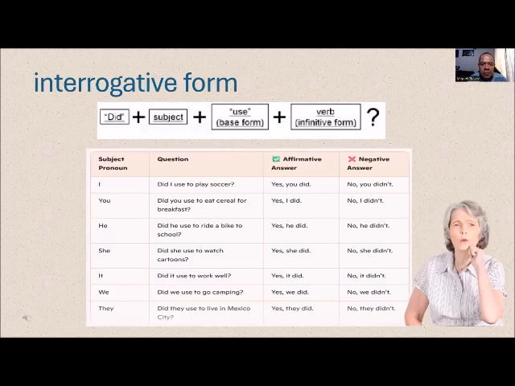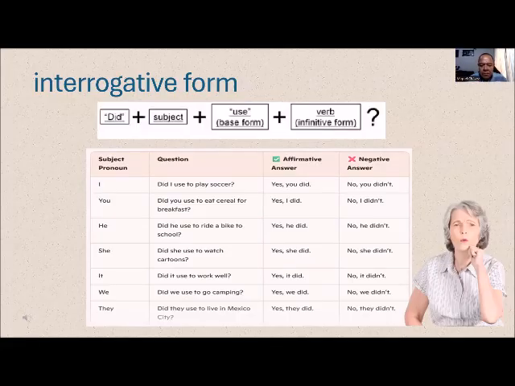For interrogative sentences with used to, we place the auxiliary did first, followed by the subject, then use in its base form, plus the main verb in its infinitive form. Don't forget to include the question mark. Look at the following examples with short answers. Did I used to play soccer? Yes, you did. No, you didn't.